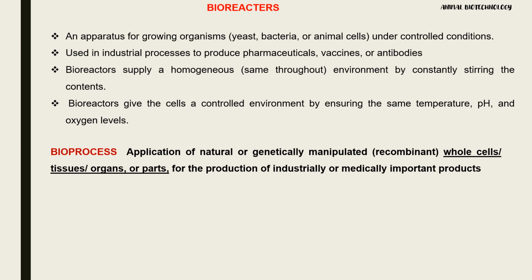Large-scale production of pharmaceutical products are done in bioreactors. It is done in a controlled condition. The use of naturally or recombinant cells, organs, tissues for products of industrial or pharmaceutical use is termed as bioprocess.